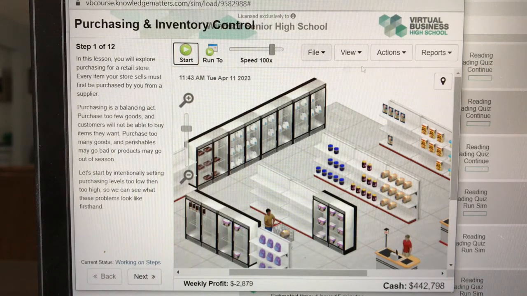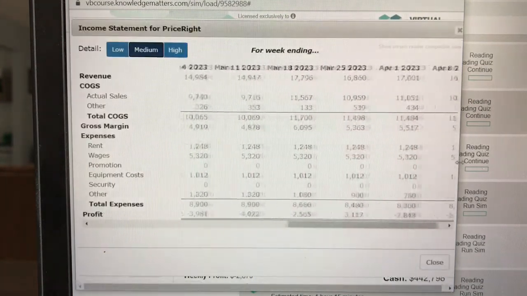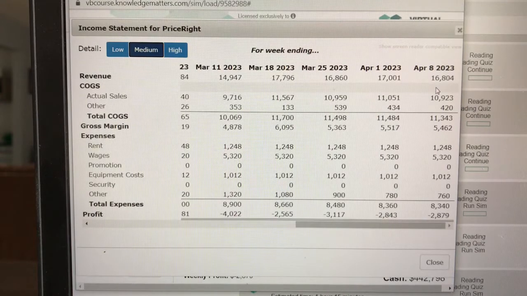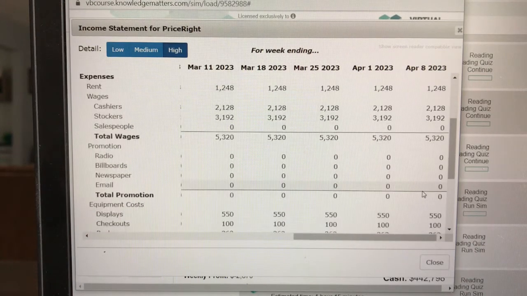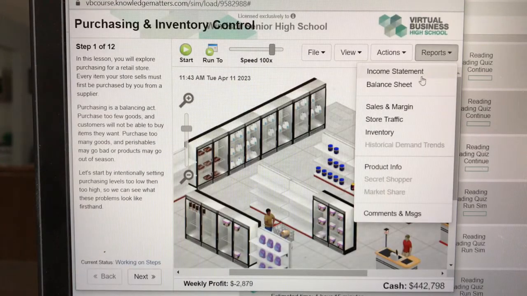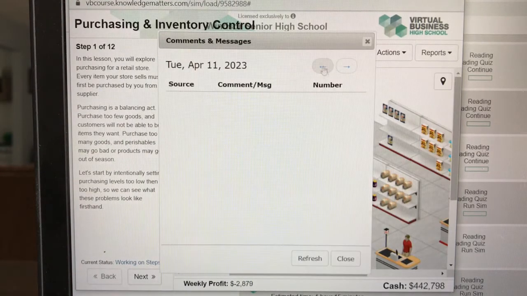Okay, so if we look at our actions and look at our income statement, we'll see that, yeah, we increased sales a little bit, but there are some other things going on here. We're having some things expire, okay? And there might be a situation with our shelving in the back as well, so we need to take a look at that. Let's look at our comments and messaging.